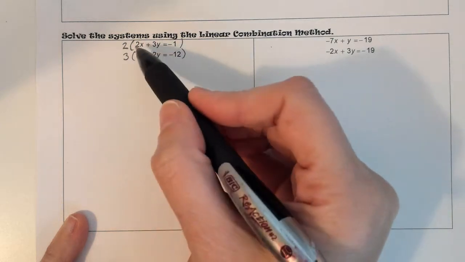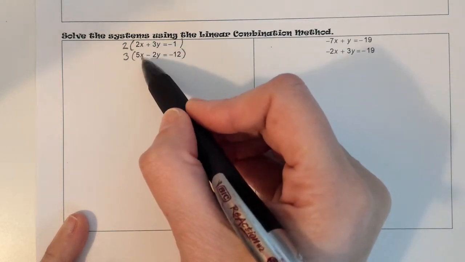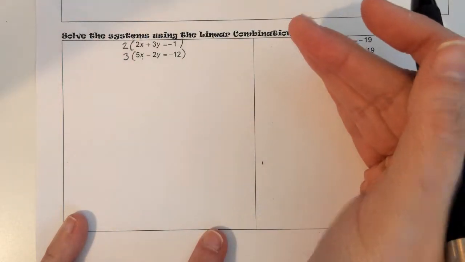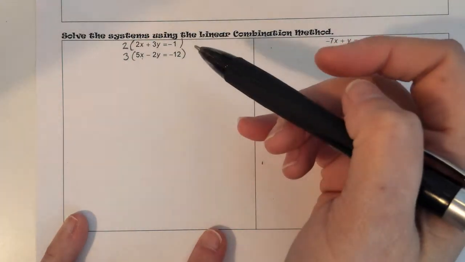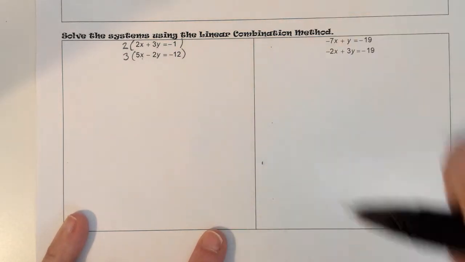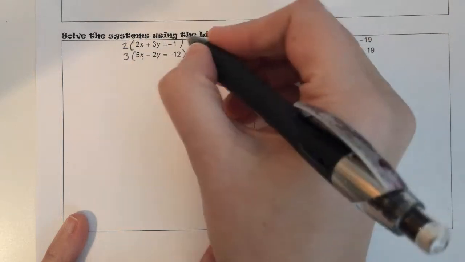Now, could you have multiplied this by 5 and that by -2, or that by -5 and that by 2? Yeah, totally. There's lots of different ways to do this. This is the way I chose because I'm lazy and I'm freaked out by negatives, and so I see an opportunity to not use them and I go for it. Okay, so I'm going to transform these now.